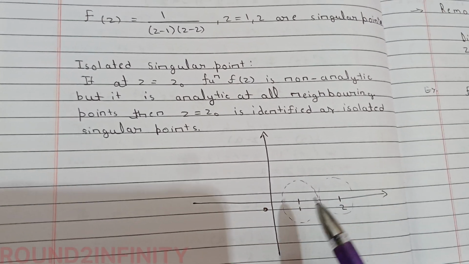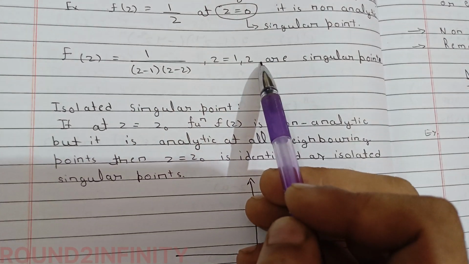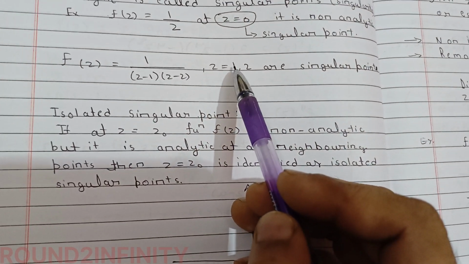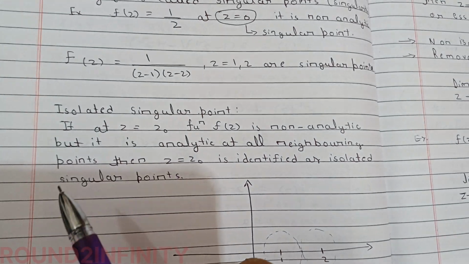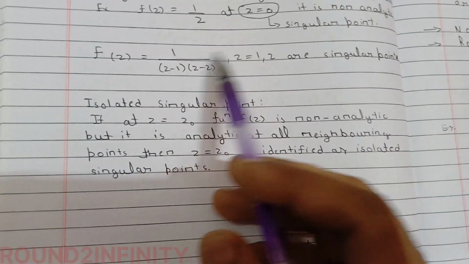So you get the thing, means here you can see the example. At z = 1 and 2 are isolated singular points. Okay, because if you take any point around 1.1, 1.2 and 2.1, 2.2, then you will get an analytic function. So that's how you can say that this is the example of an isolated singular point, this one.